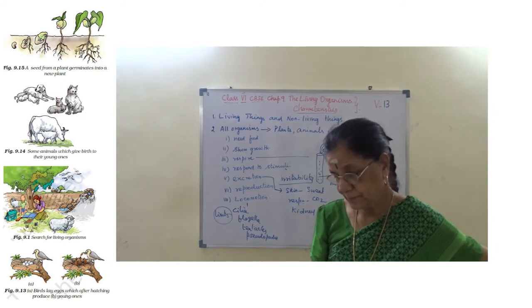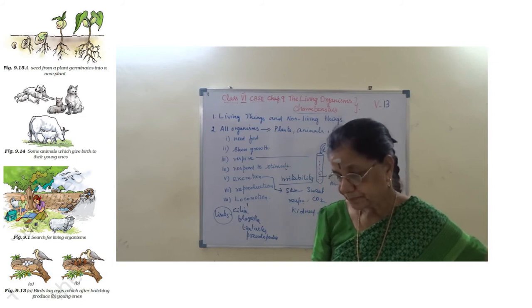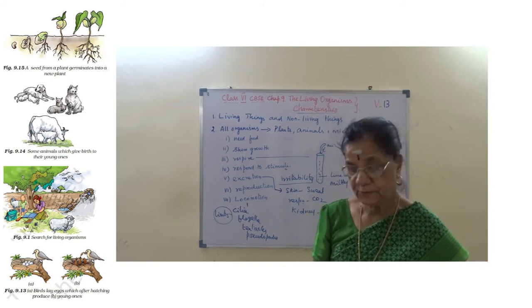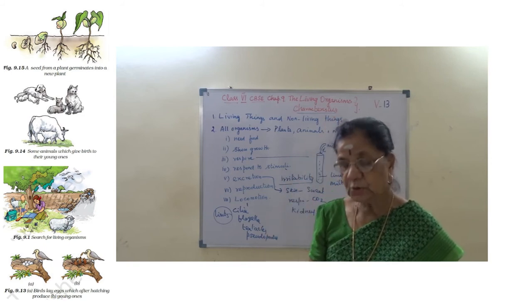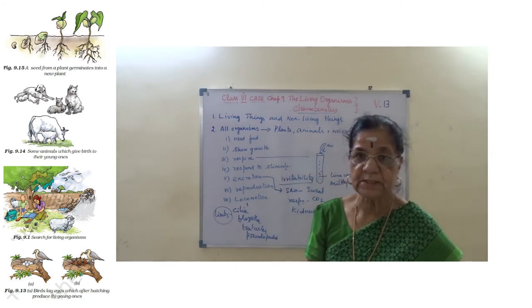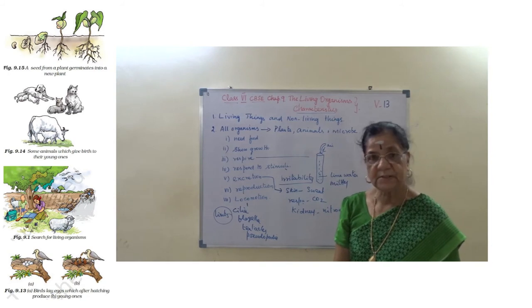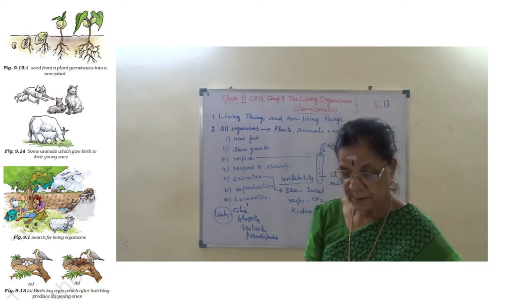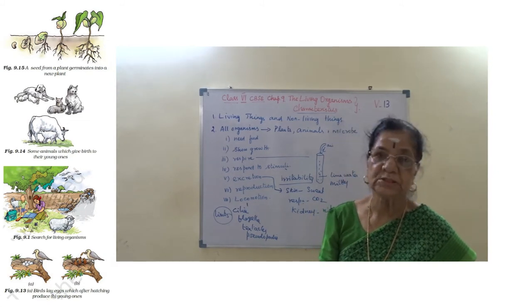I hope you understand. Then why do all organisms respire? When we breathe out, when we inhale, the air moves from outside to inside of our body. When we breathe out, the air moves from inside our body to outside. This breathing is part of a process called respiration. So in respiration, some of the oxygen of the air we breathe in is used by the body, and we breathe out carbon dioxide produced in this process.